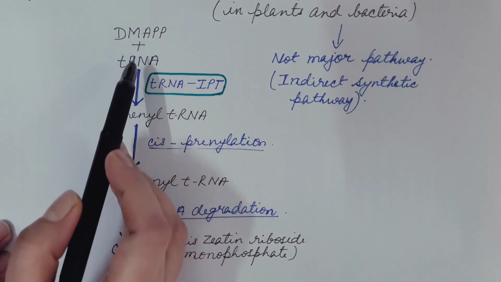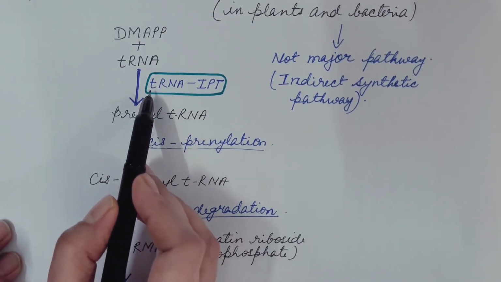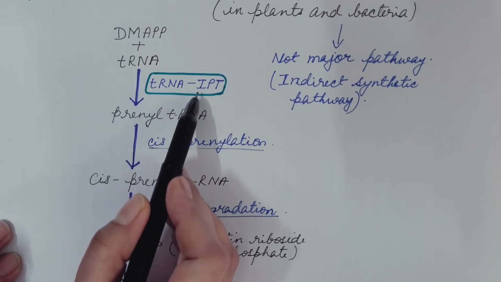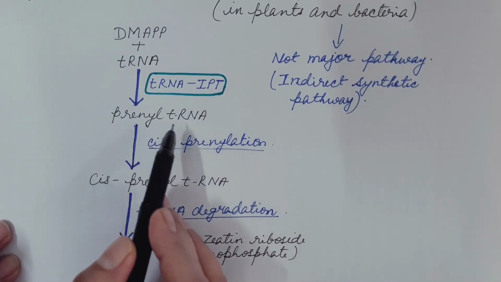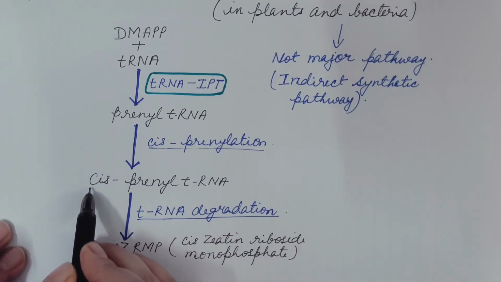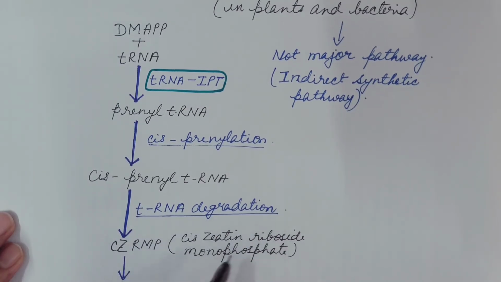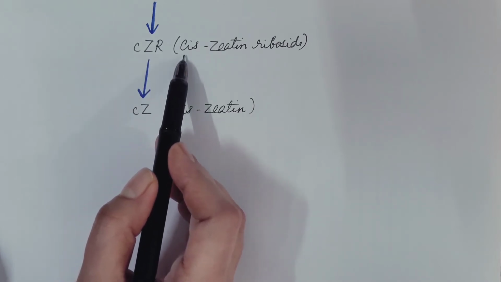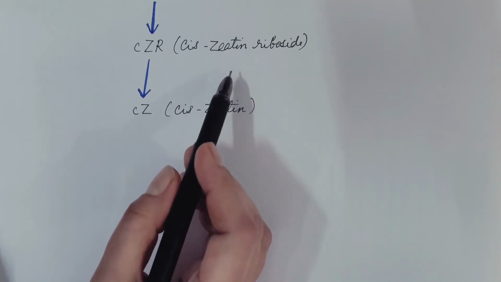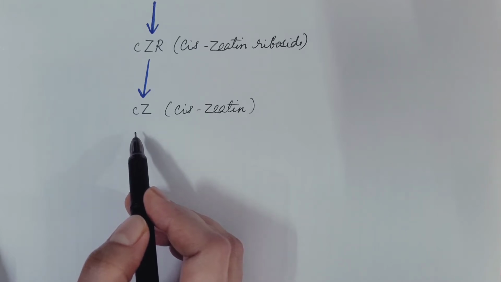Here DMAPP plus transfer RNA gives prenyl transfer RNA, and this step is catalyzed by the enzyme transfer RNA isopentenyl transferase. Then cis-prenylation of prenyl transfer RNA takes place and it is converted into cis-prenyl transfer RNA. In the next step, transfer RNA degradation takes place and we get cis-zeatin riboside monophosphate. Cis-zeatin riboside monophosphate is then converted into cis-zeatin riboside, which is then converted into cis-zeatin. In this way, cytokinin is synthesized.